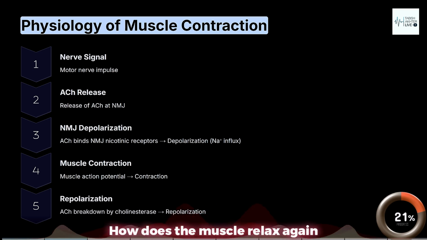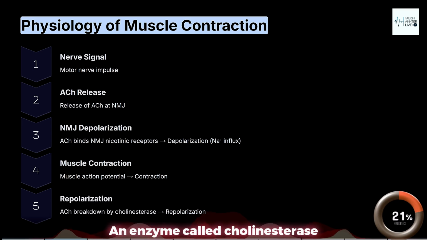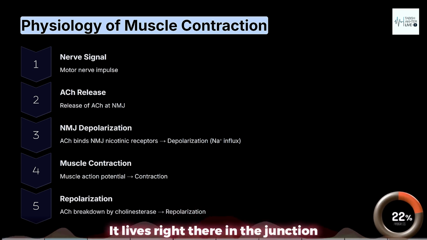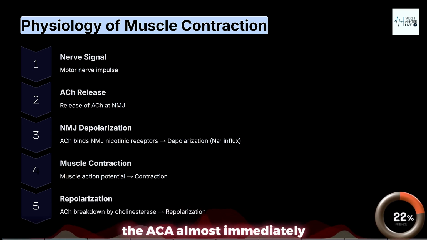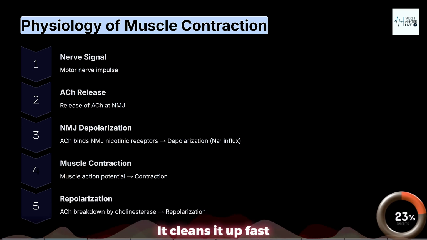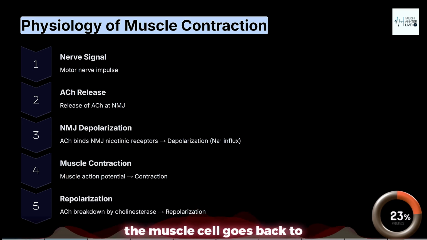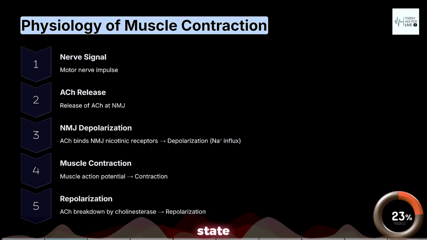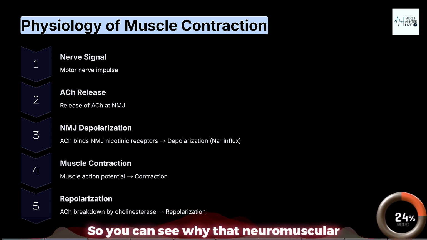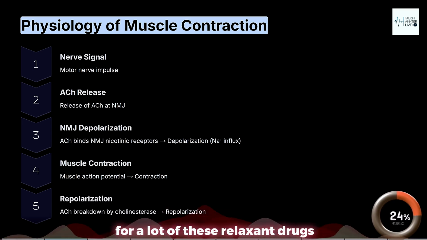So what stops it? How does the muscle relax again? Well, that's where another player comes in, an enzyme called cholinesterase. It lives right there in the junction, and its job is to break down the ACh almost immediately. It cleans it up fast. So the receptors become free again, the sodium influx stops, and the muscle cell goes back to its resting electrical state, repolarization, and relaxes. You can see why the neuromuscular junction is such a key target for a lot of these relaxant drugs.